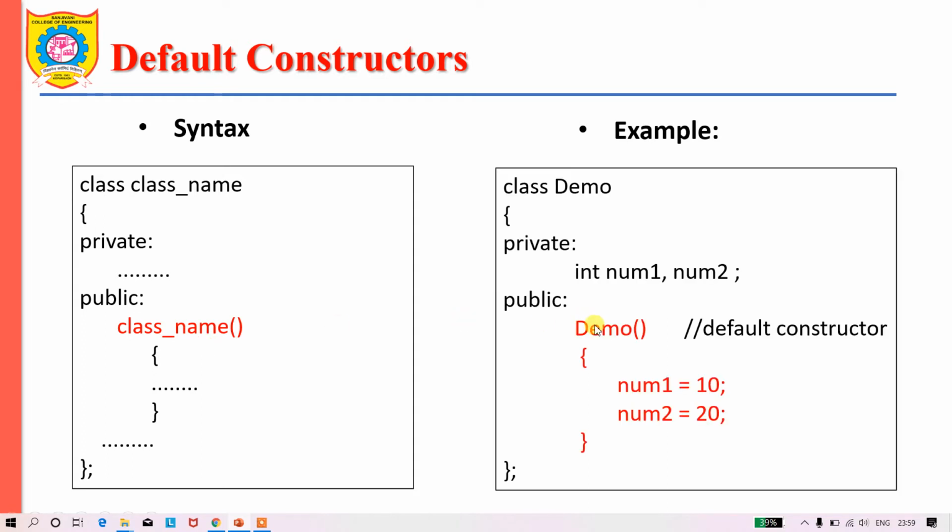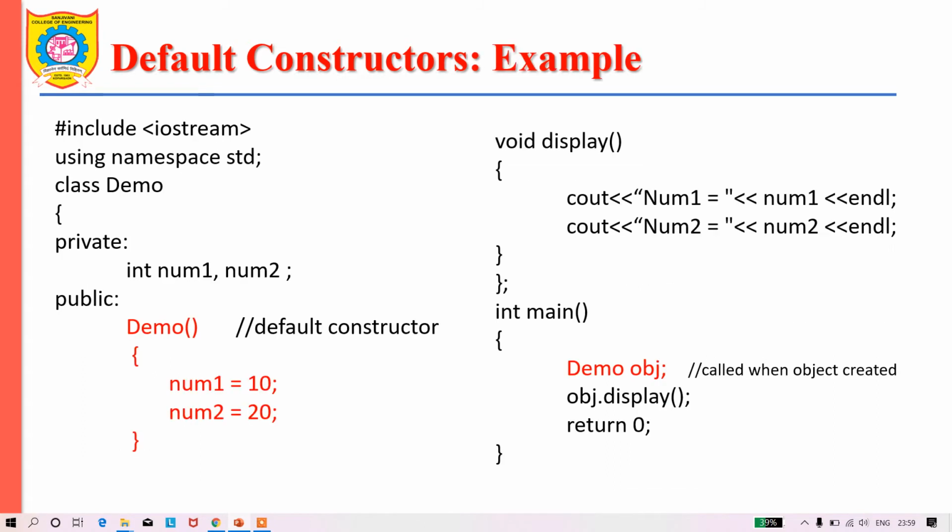Now here I have a default constructor demo of a class demo, and here I am assigning the values 10 and 20 to the private data members num1 and num2. So whenever the object of this class demo will be created, at the time of creation the values 10 and 20 will be initialized for the num1 and num2 private data members. Let us see the example.